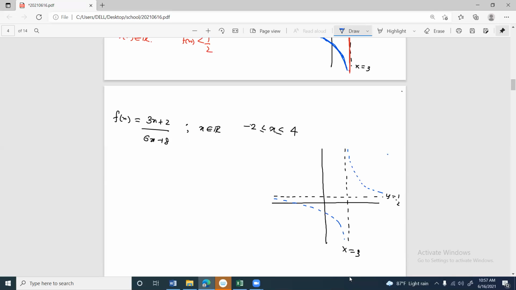Then we know that the function exists at minus 2. So initially I find f(minus 2). f(minus 2) is 3 times minus 2 plus 2, divided by 6 times minus 2 minus 18. Minus 6 plus 2 is minus 4, divided by minus 12 minus 18, which is minus 30. This turns out to be 2 over 15. It's a value somewhere like this.